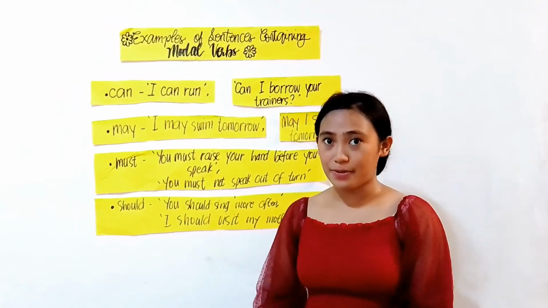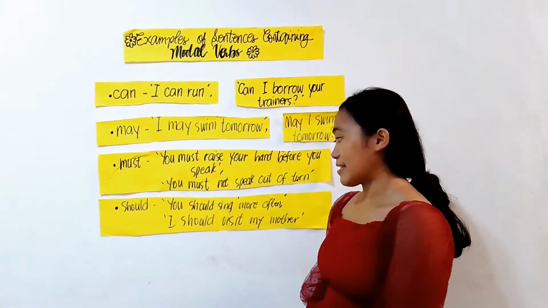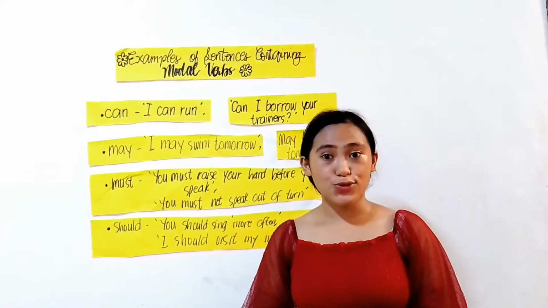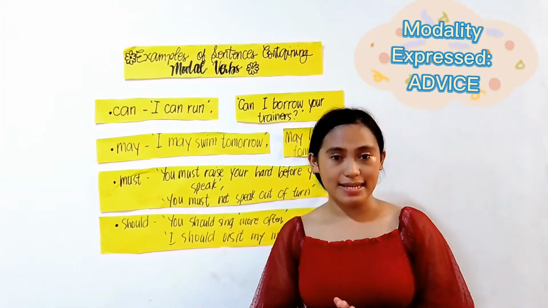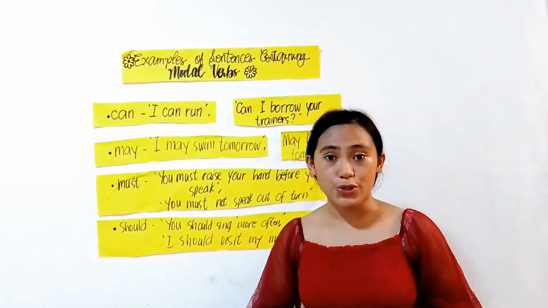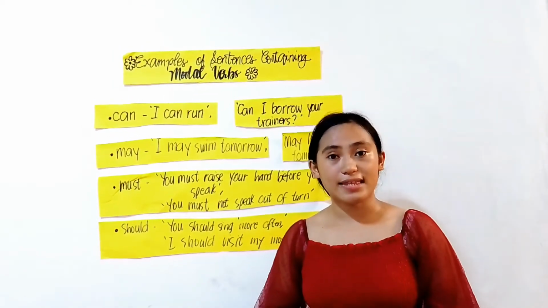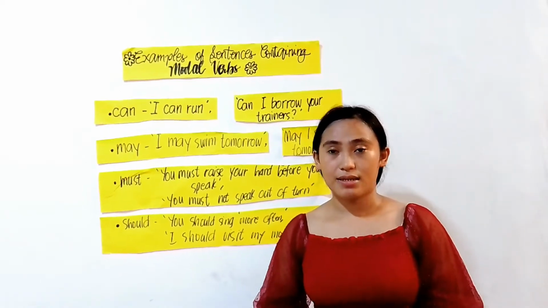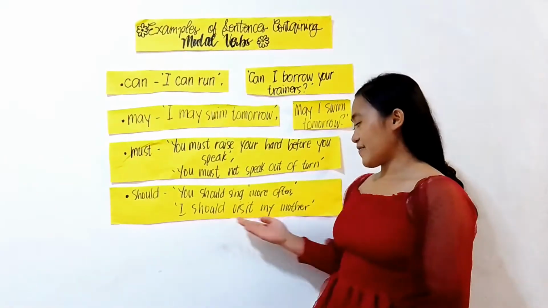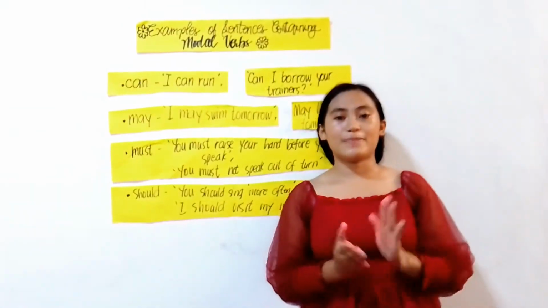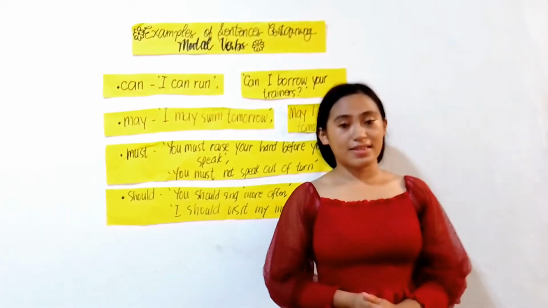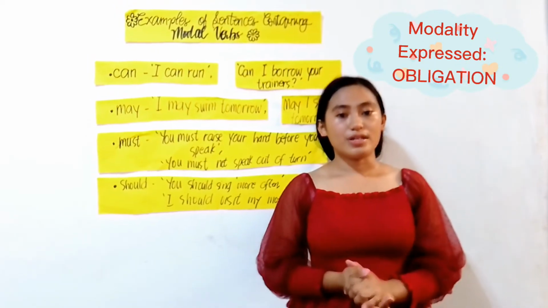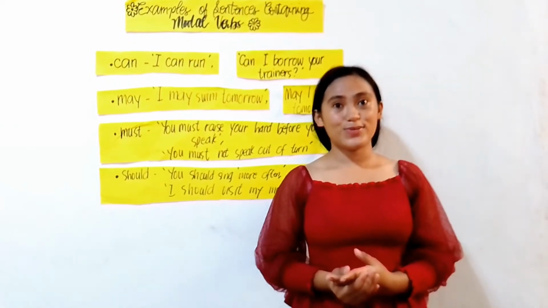Lastly, we have the example from the modal verb should. The first sentence, you should sing more often. This sentence is used to express the modality of advice. This is because the modal verb should is being used to indicate that somebody is giving the advice to sing more to somebody else. The second example, I should visit my mother. Here, the speaker is stating that they should visit their mother, which hints at an obligation. But whether or not that will lead to obligation.